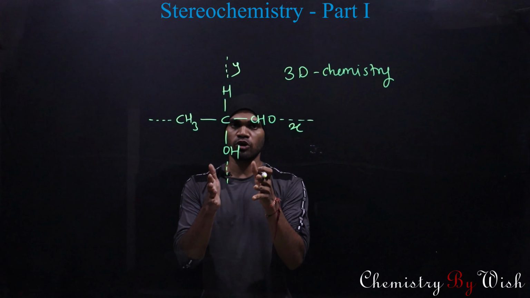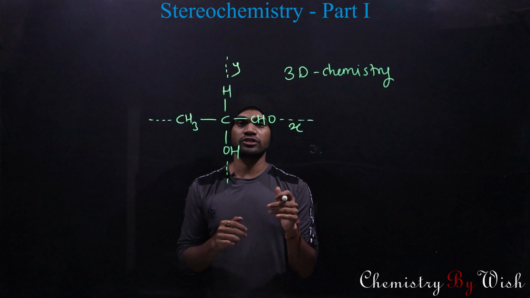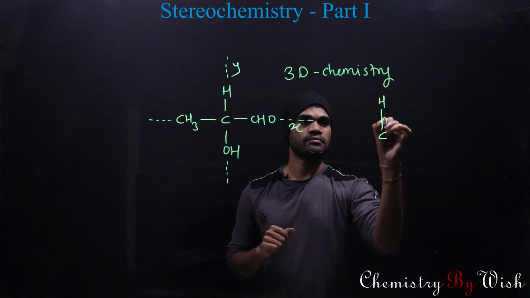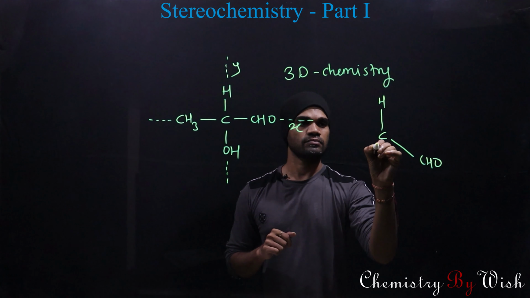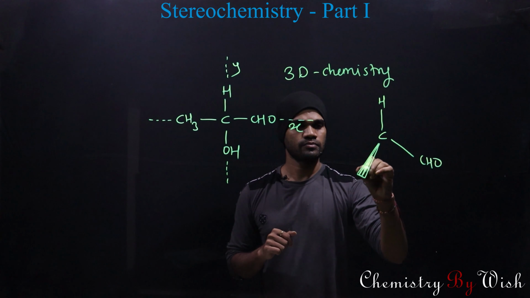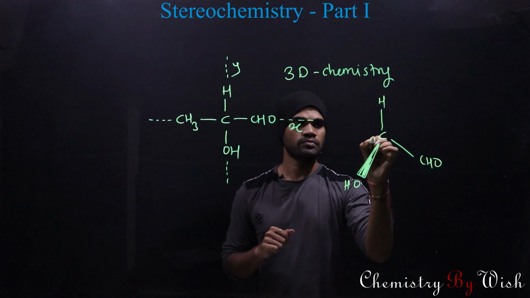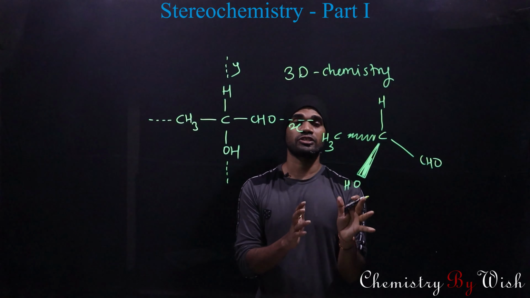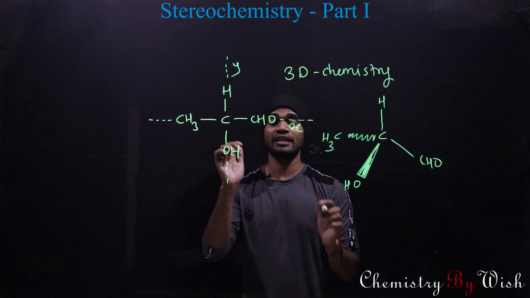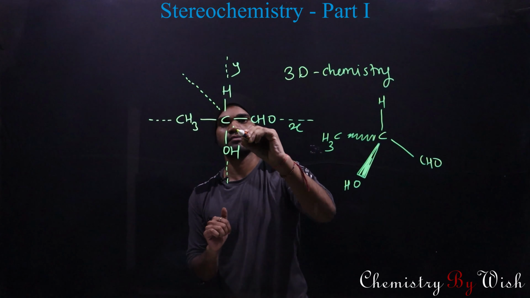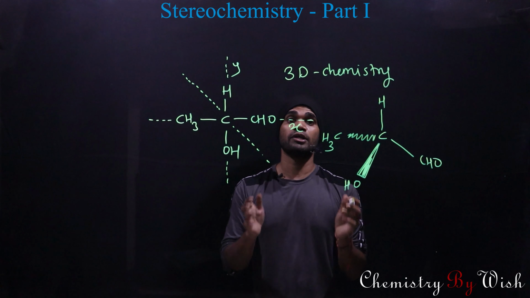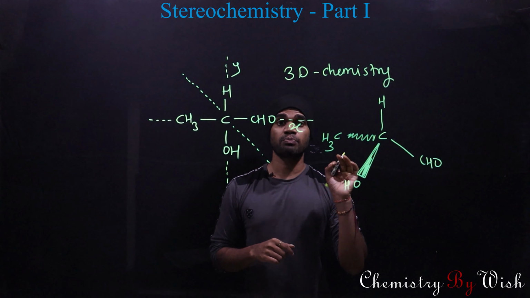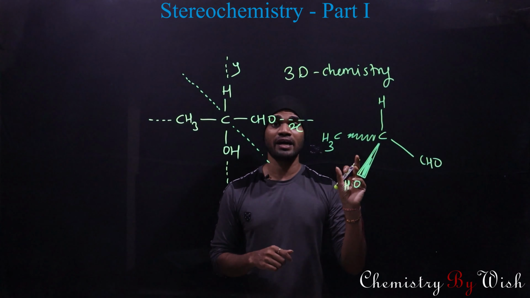But if we convert this molecule into a three-dimensional structure, it looks like this one. So this is a three-dimensional structure. If we introduce a third dimension, that is a z-axis, in this molecule and represent it on three axes, this is called 3D chemistry. Stereochemistry is a branch of chemistry in which a molecule is arranged in space in three dimensions.